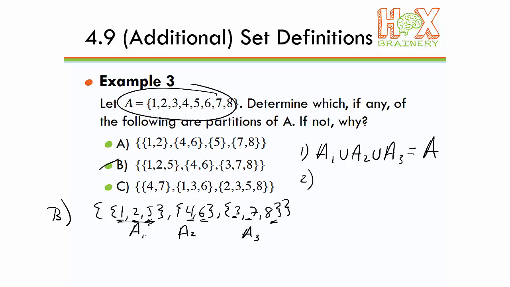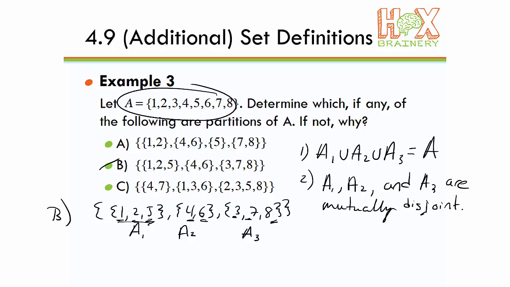The second condition is that A1, A2, and A3 are mutually disjoint, which they are. If you take any two of these, you're not going to find any that overlap. Their intersections for any two of these are always the empty set. So A1, A2, and A3 are mutually disjoint. So this is a partition of set A.